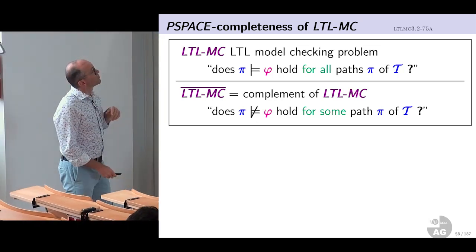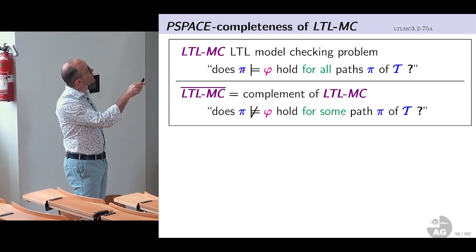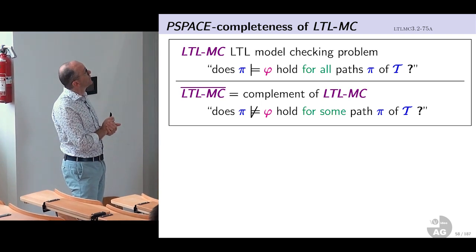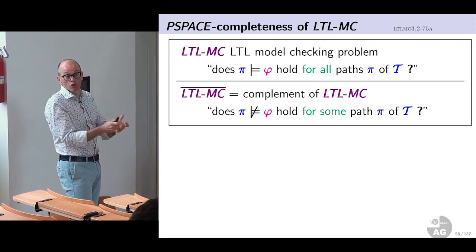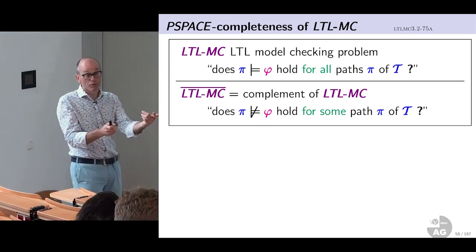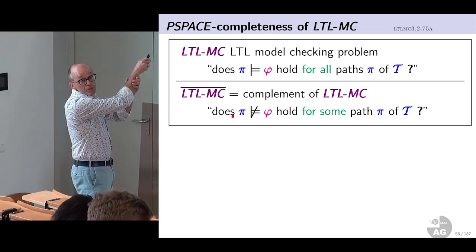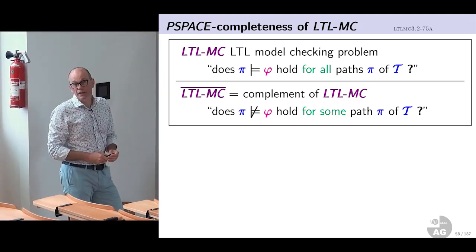Well, the LTL model checking problem, as we all know, means that you take all the paths in the transition system, and they need to satisfy the LTL formula. The complement is: does there exist some path refuting the formula? We want to show that the transition system violates the formula, which means there needs to be a counterexample. This is my counterexample, and that counterexample violates the property we want to check.